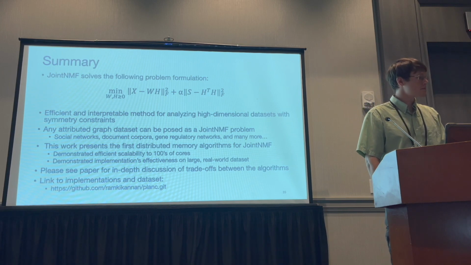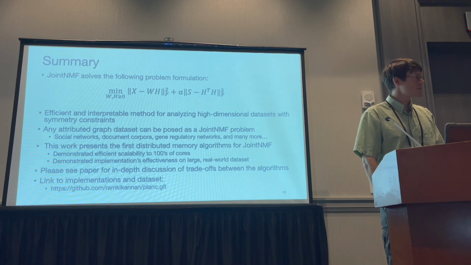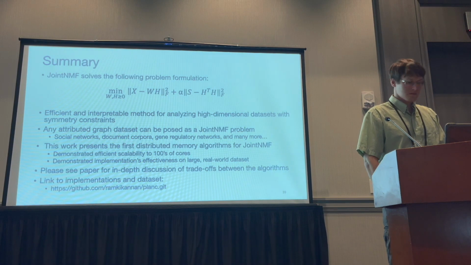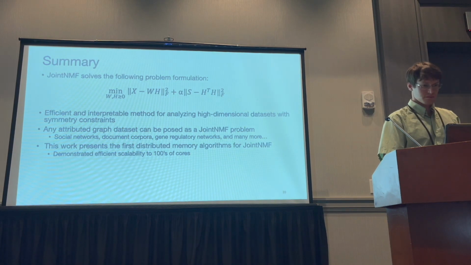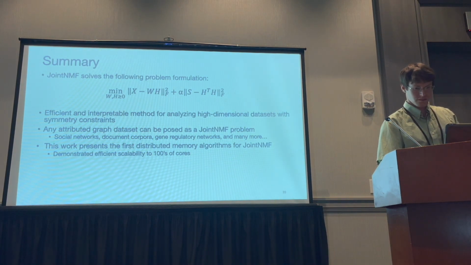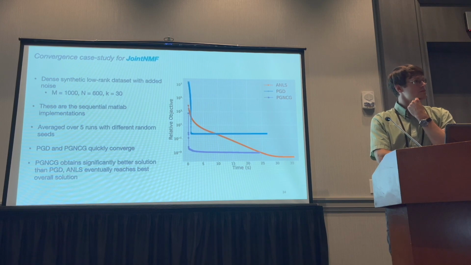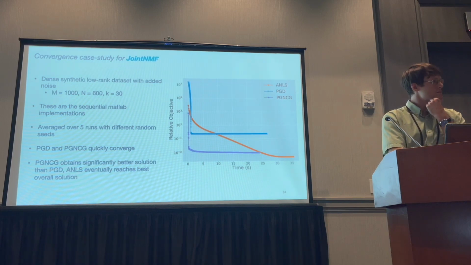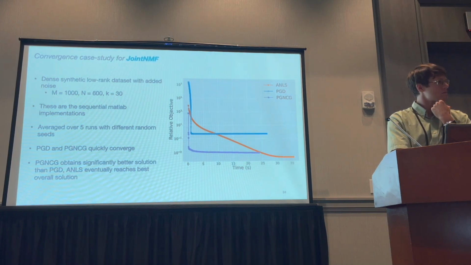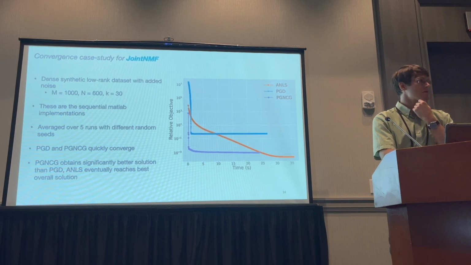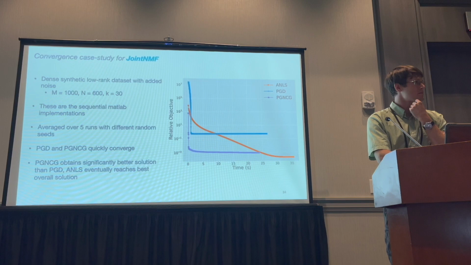So I have a question. If you go to the convergence slide, you'll find that PG and CG converge very quickly, while ANLS converges very slowly. Is it possible to use PG and CG as, let's say, a preconditioner, so that it reduces the residual very quickly, and then use ANLS?